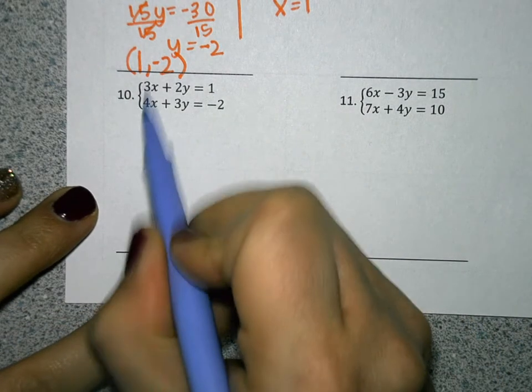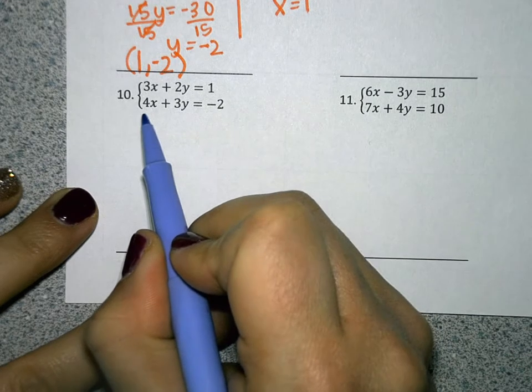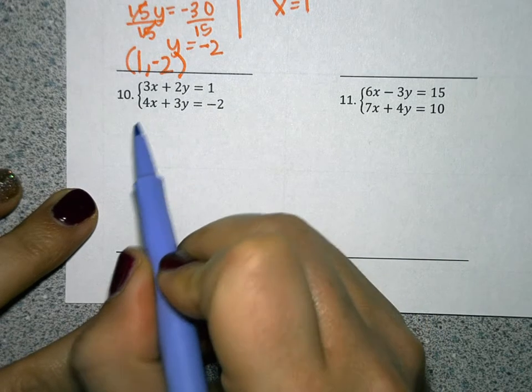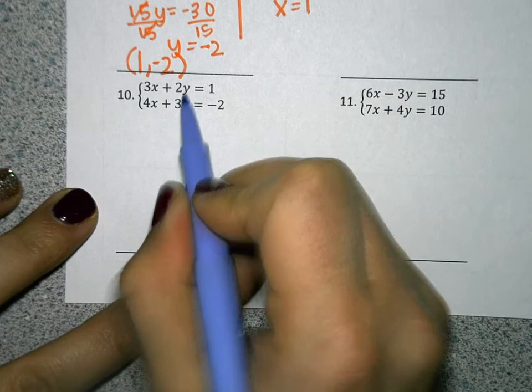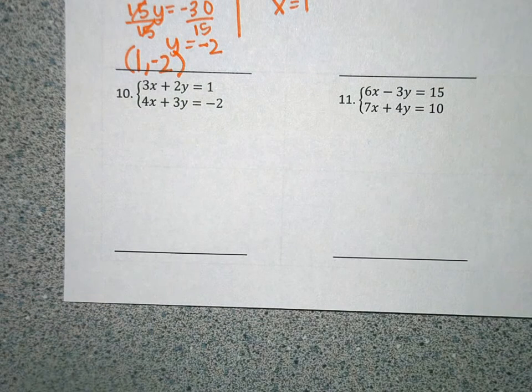When I'm looking at my x's, nothing is opposite and nothing will eliminate easily. And when I'm looking at my y's, it's the same thing. They're both positive and neither one will eliminate easily. So what we're going to end up doing is multiplying both equations by a value so that we can eliminate one of the variables. And one of those multiplication factors is going to have to be negative.